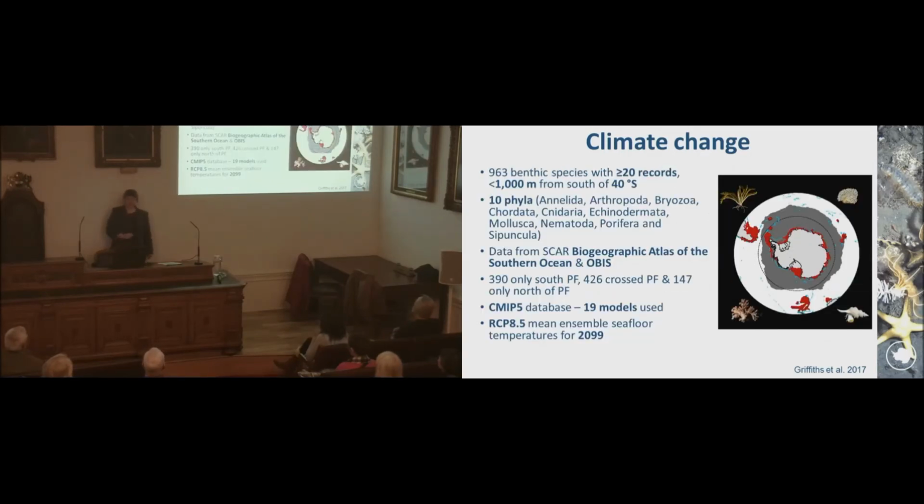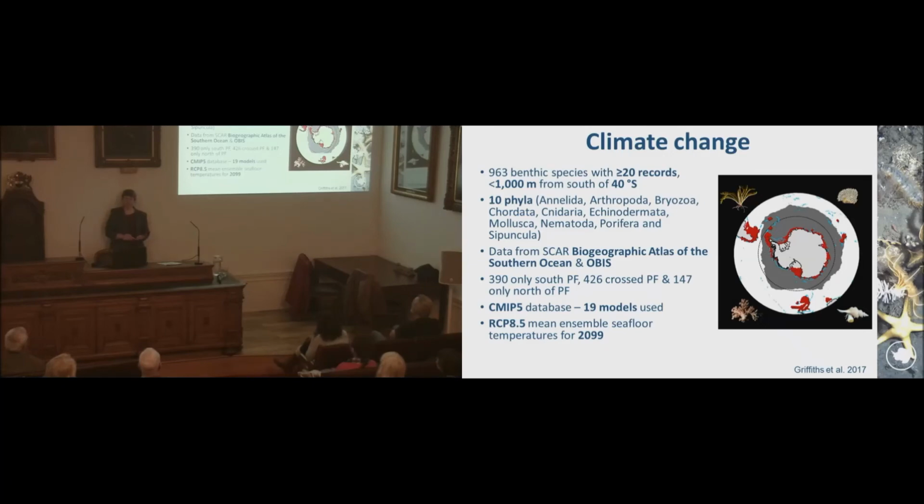So to find out what we can say from the Antarctic benthic community about the effects of temperature rise in the Antarctic, we looked at almost 1,000 benthic species that had more than 20 records in the Southern Ocean and adjacent areas, and were collected above 1,000-meter water depths, so that they are still being affected by the sea surface temperature rise, from 40 degrees south to the Antarctic continent.